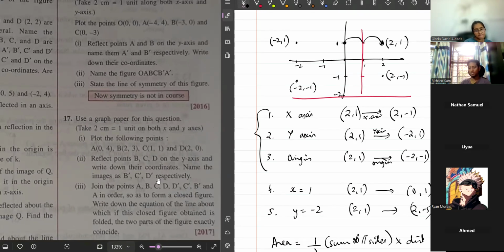Take a minute, go through reflection. So tomorrow we have to bring graph paper for test. Yes, bring graph paper for test.